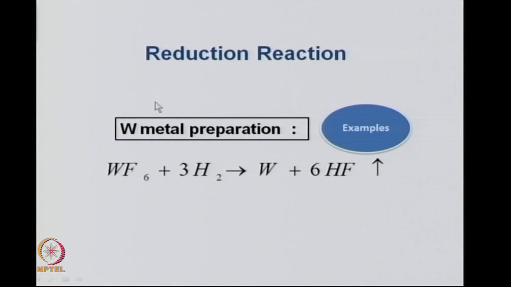Then coming to an example of a CVD where a reduction reaction is taking place, this can be seen in the case of tungsten metal preparation. W is the symbol for tungsten, and you start from a gaseous species, tungsten hexafluoride, and because this is a reduction reaction, you heat in the presence of hydrogen and you get tungsten, which deposits on the substrate, and HF forms during the reaction, and this hydrogen fluoride gas is then taken out through the exhaust. So, this is a reaction where there is a reduction of the reactant to give rise to the product, which is then deposited as a thin film on the substrate.